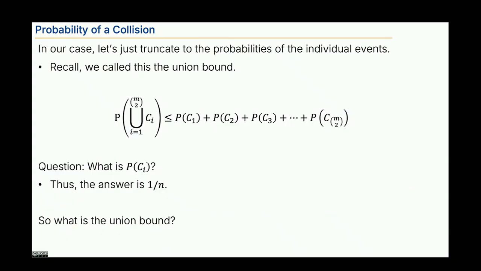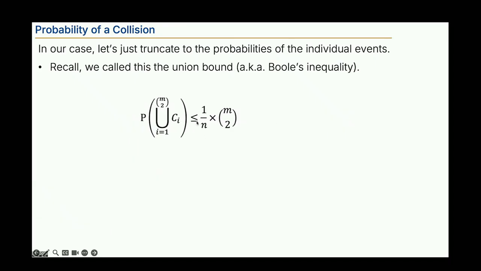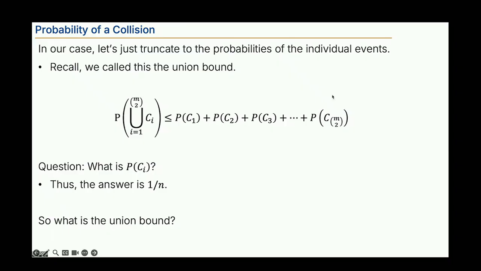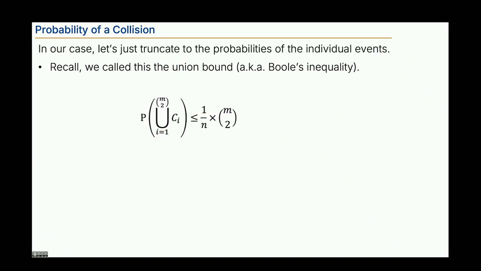So then what's the union bound? If each of these individual probabilities is 1 over n, and there's m choose 2 of them, the union bound is just going to be 1 over n times m choose 2. Why? Because there's m choose 2 of these. Why are there m choose 2? Because that's how many collisions there are. 1 and 2 could collide, or 1 and 3, or 1 and 4, or 1 and 5, and so forth. So this gives us the union bound.